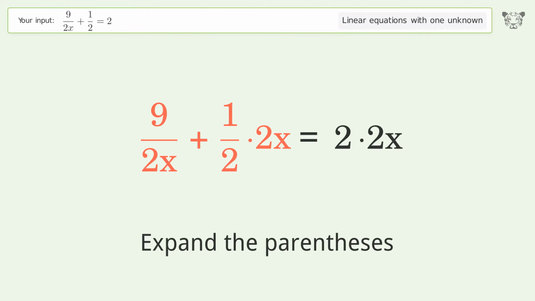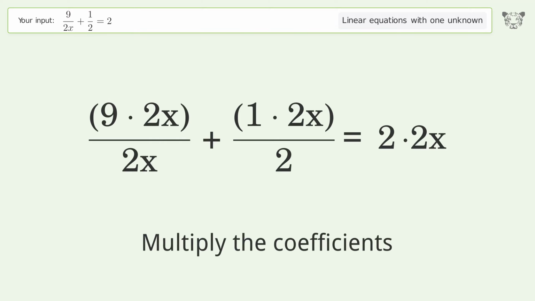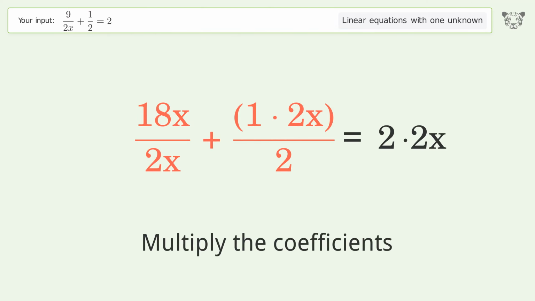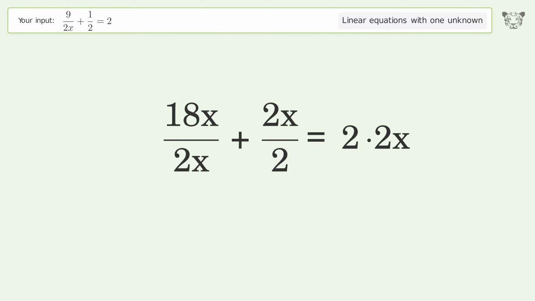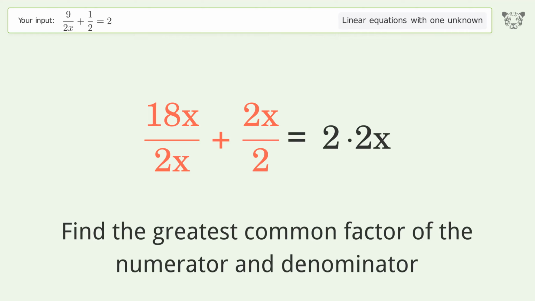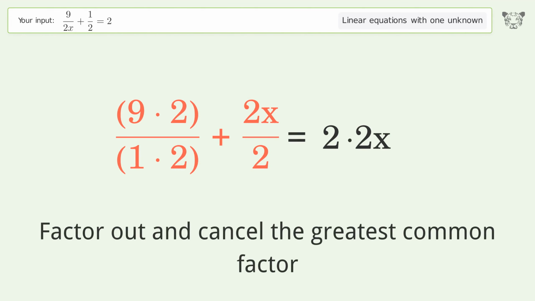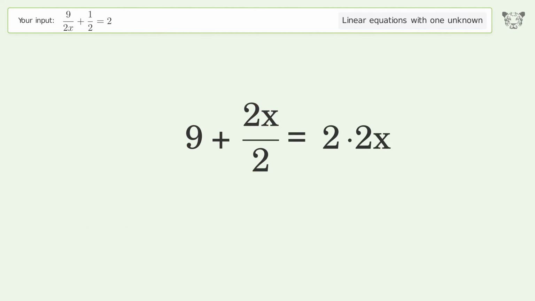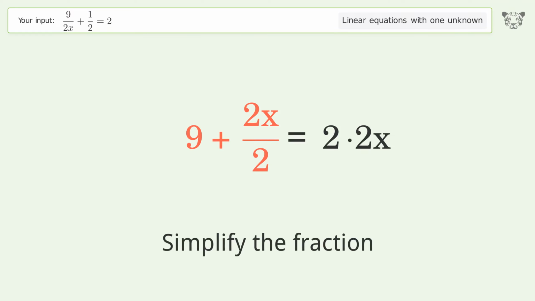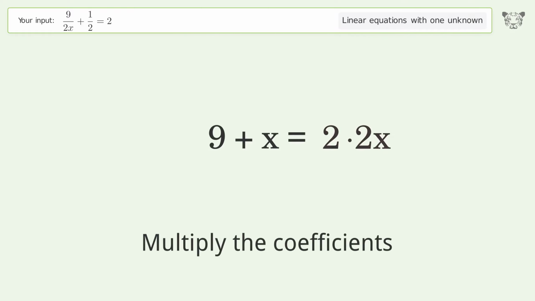Expand the parentheses. Multiply the coefficients. Find the greatest common factor of the numerator and denominator. Factor out and cancel the greatest common factor. Simplify the fraction. Multiply the coefficients.